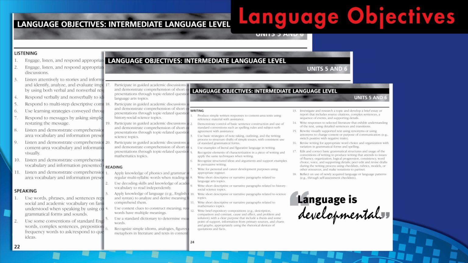For the purpose of this tutorial, we will be looking at sample pages from the blue level, the intermediate proficiency level. The language objectives can be found on pages 22 through 24 in the Teacher's Guide. You will see that under each domain, we have listed objectives that you will find in most state and/or national English language proficiency standards.